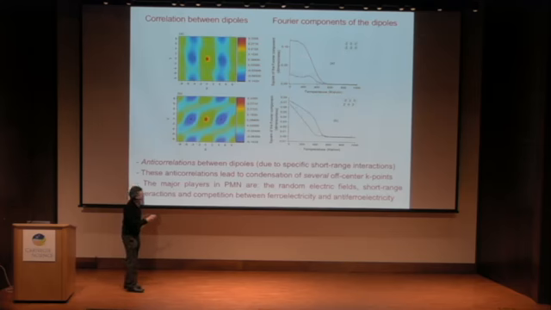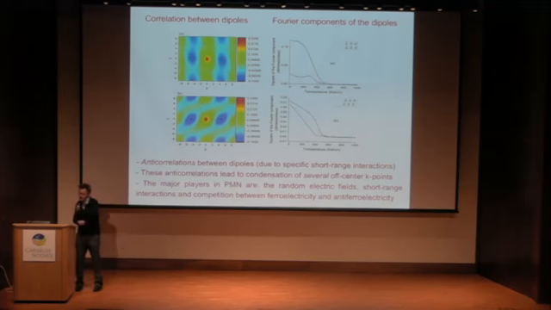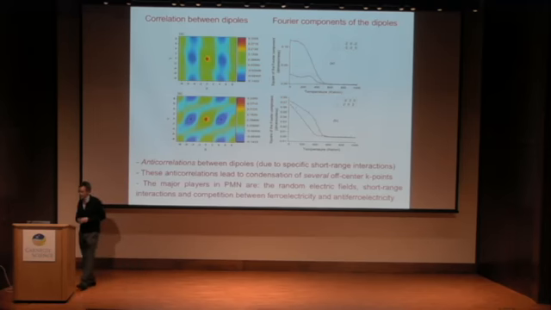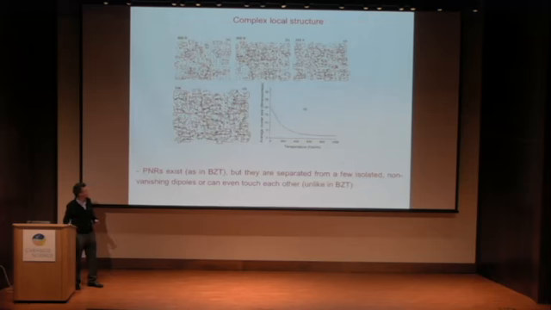And they tell you that when you arrive at T star, in PMN around 400 Kelvin, you are going to have modes that are not at the zone center, not at the zone border, but in between, for which you have a condensation. And you have condensation, not of one, but of several of them, which explains why you maintain the cubic symmetry, and you don't go, for example, to a tetragonal symmetry. So what we found is that the major players in PMN are random electric field, short-range interaction, and competition between ferroelectricity and antiferroelectricity. And we can also take a look at the local structures.